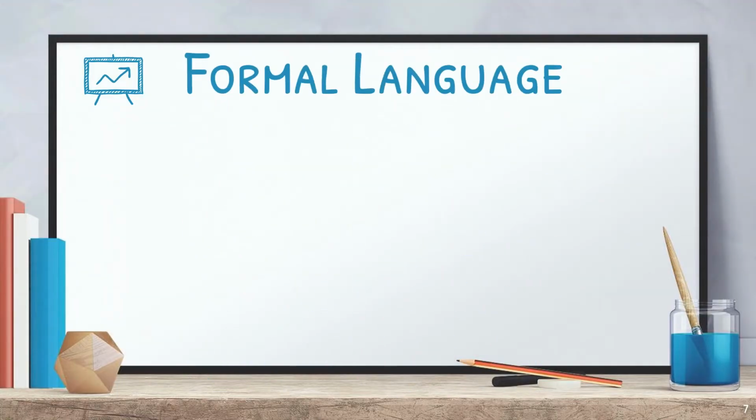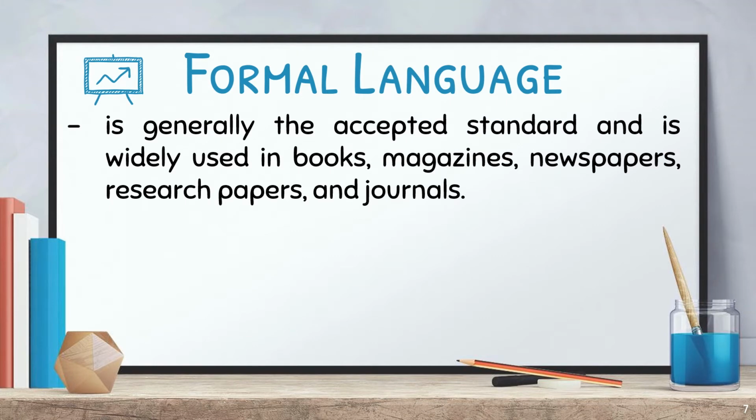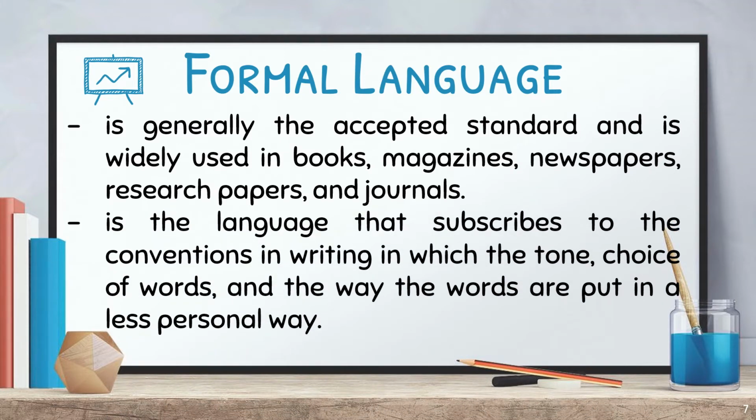Let's have formal language. Formal language is generally the accepted standard and is widely used in books, magazines, newspapers, research papers, and journals. It is also the language that subscribes to the conventions in writing, in which the tone, the choice of words, and the way the words are put are less personal. Notice that when you are writing for professional or academic purposes, there is no use of colloquialism, contractions, or the first-person pronoun point of view. It is used in writing academic, business, and official texts.